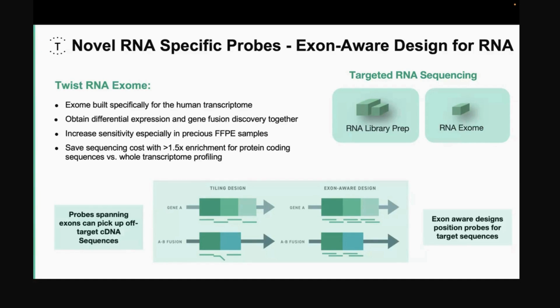As you can see in the figure below, in our standard DNA panel, we have a standard panel design where a novel fusion can be dropped because of the design. However, in our exon-aware design, we densely tile entire genes so that any new variant or fusion can be detected.